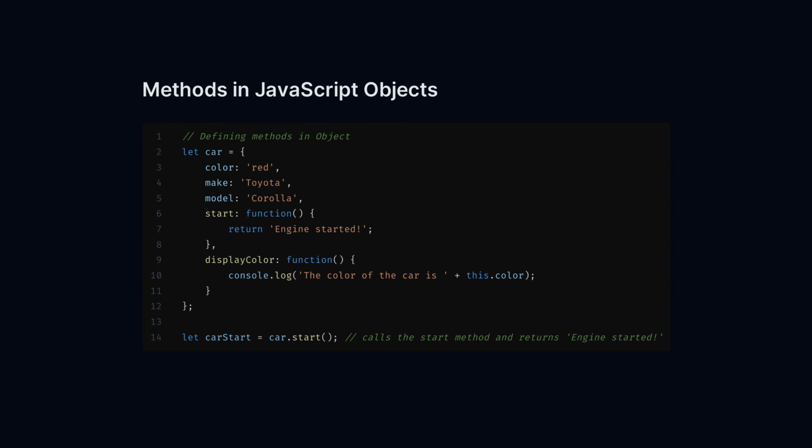Similarly, the display color method is a function that prints the color of the car. Notice the this keyword used within the method. The this keyword refers to the object that the method is a part of, which is the car in our case. Unleashing the power of methods in JavaScript objects opens up a multitude of operations and functions that can make your programming life much easier. Ready to learn more? Let's continue.